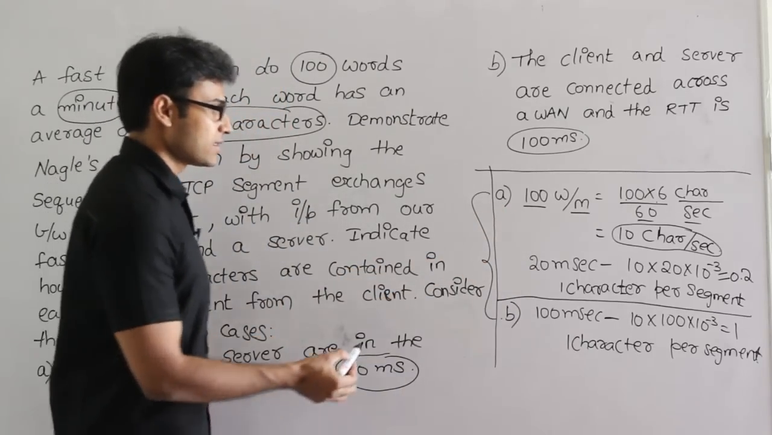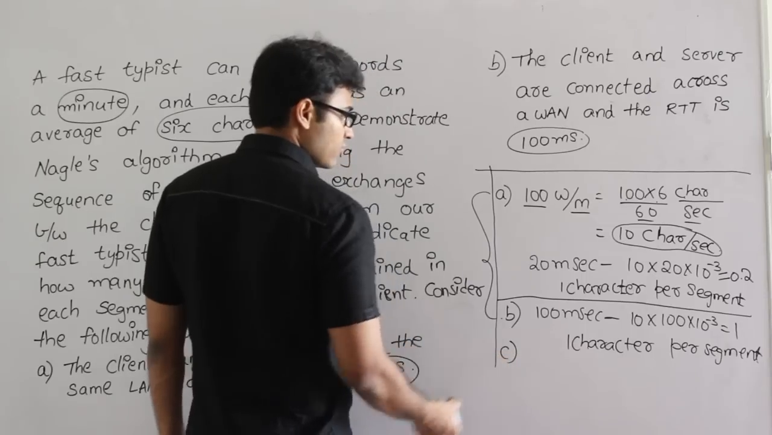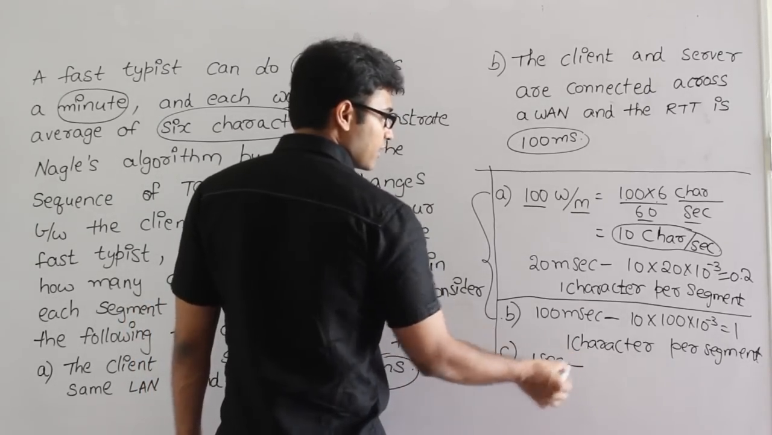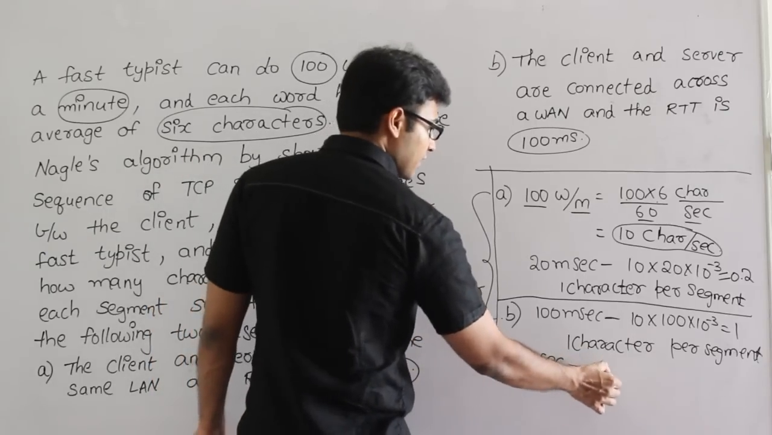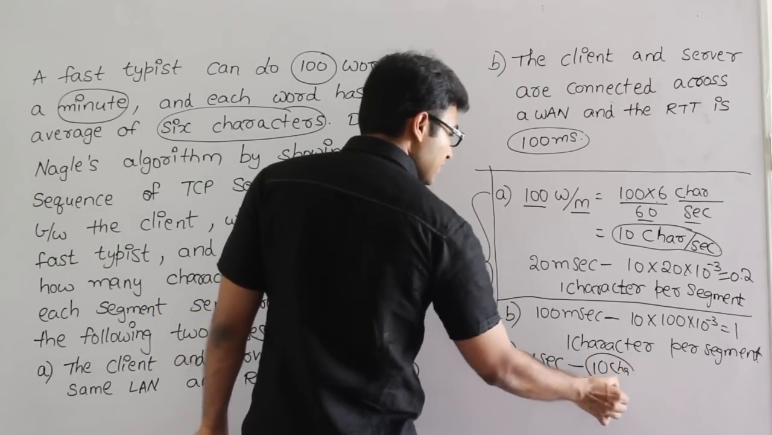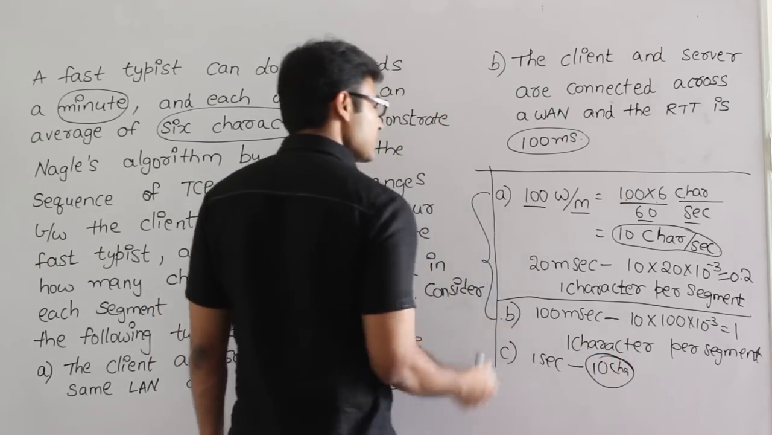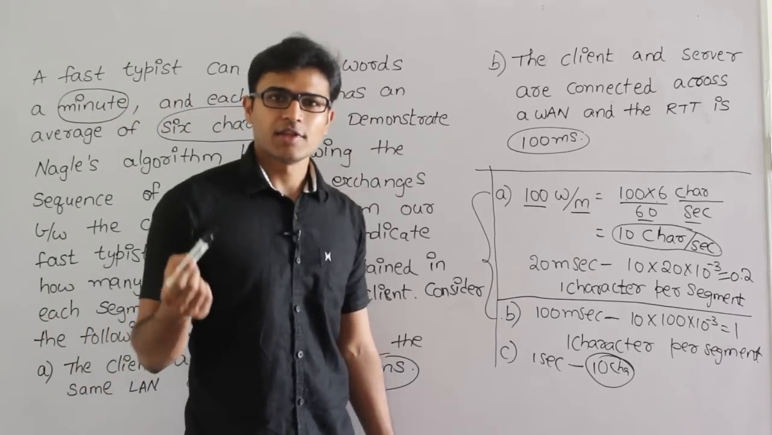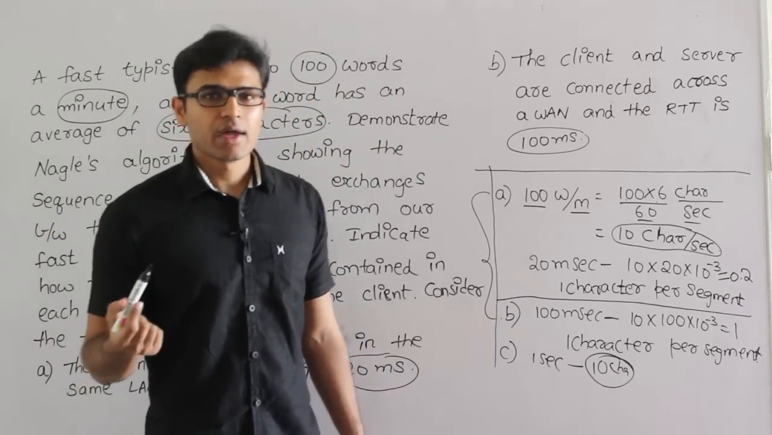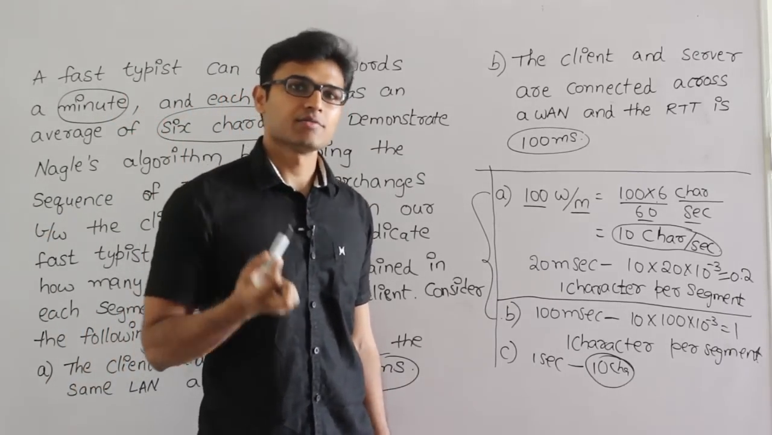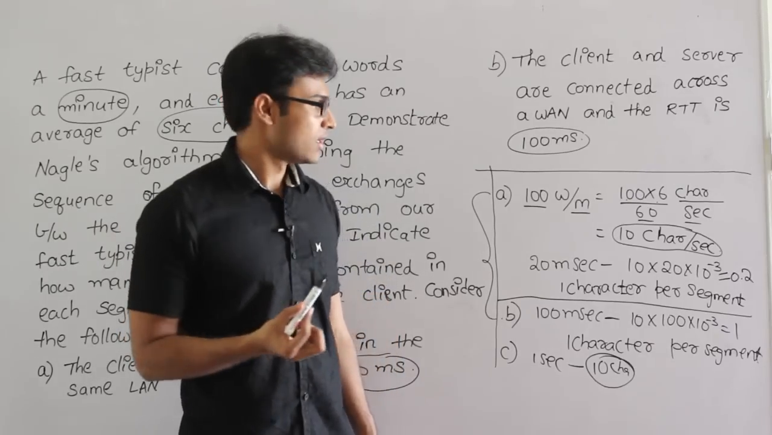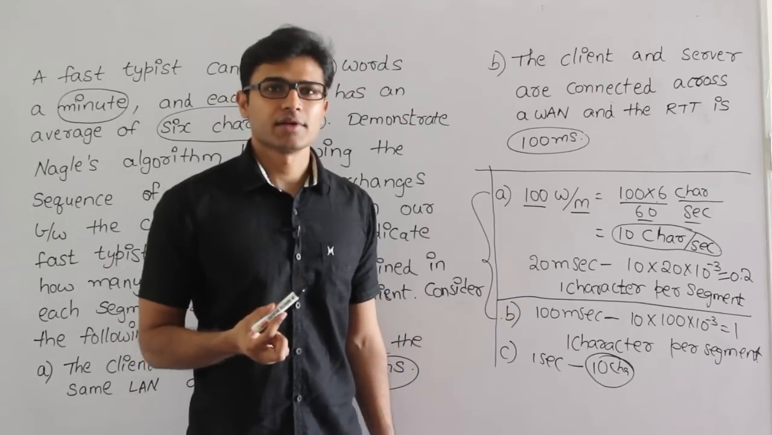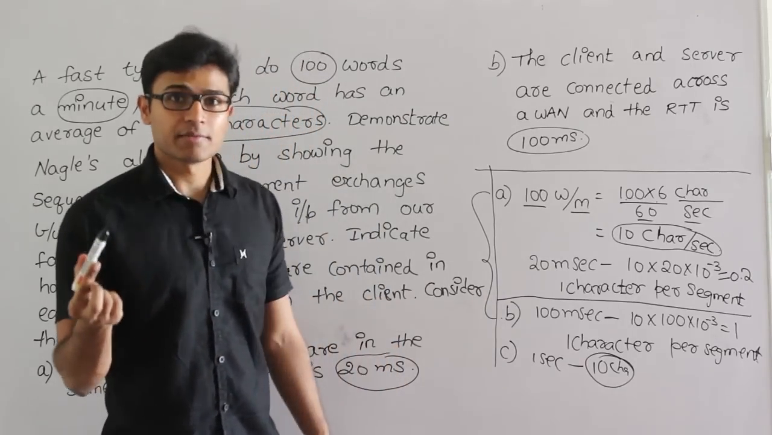In case, let's just extend it. In case the round trip time is 1 second, then how many characters could I collect in one round trip time? I could have collected 10 characters, isn't it? Then in this case, a segment will contain 10 characters if the round trip time is more. Therefore, Nagel's algorithm gives better performance whenever we have a larger round trip time and whenever the application is sending more data, I mean at a higher rate. But anyway, in both cases A and B, we are sending only one character per segment.